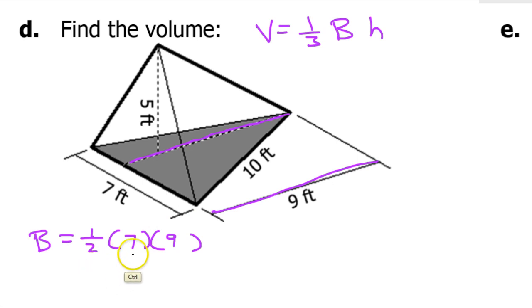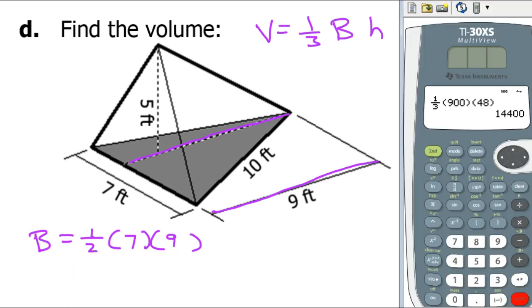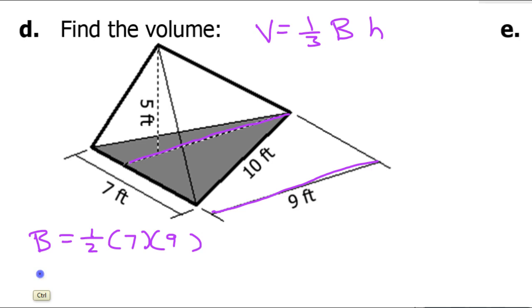So let's see what that is. It's going to be some decimal. That's 63 over 2. And you know what? I'm just going to leave it that way. 63 halves. So that's B. So I can now take this B value and substitute it in right here.